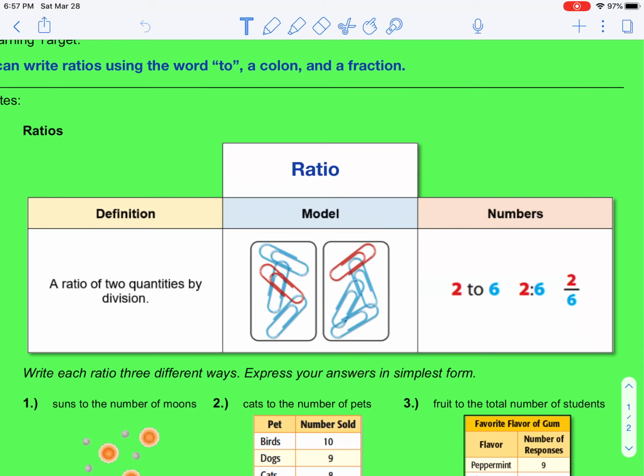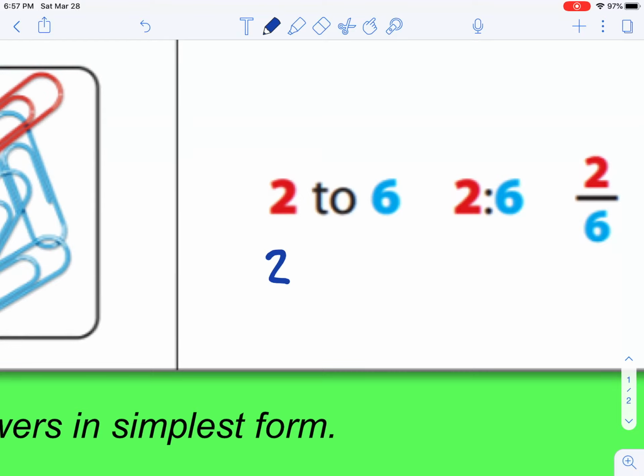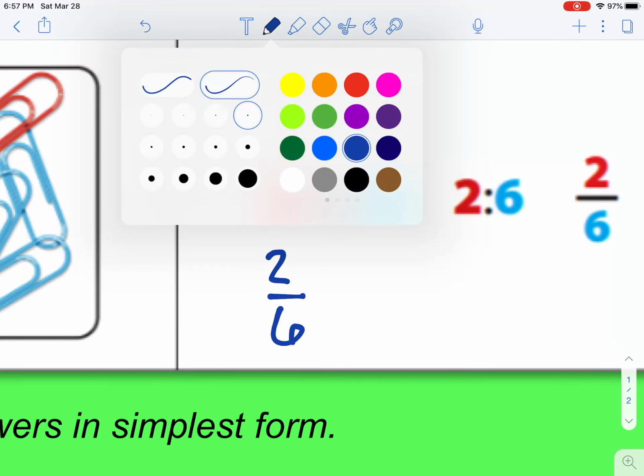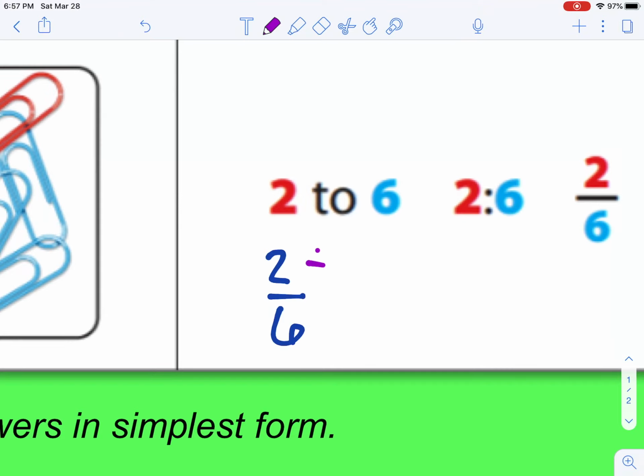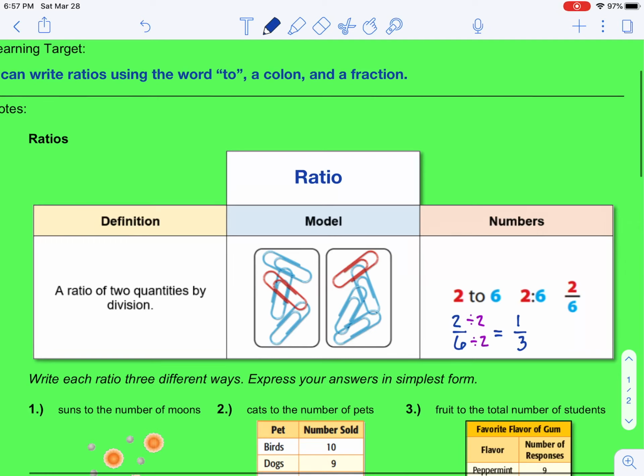So if I take a look at my example 2 to 6, I should be simplifying that. So if I write my ratio of 2 to 6, I should notice that I can simplify the 2 and the 6 if I divide both of those by 2. And I can rewrite my ratio as 1 to 3. Now another thing that we need to be aware of is no matter how you write it, whether it's with the word to, with the colon, or with the fraction bar, we always say them the same. I use the word to no matter how I'm reading that. So the ratio that I have of blue paper clips to red paper clips is 1 to 3.